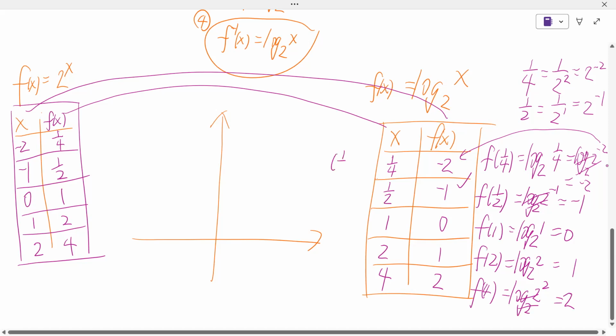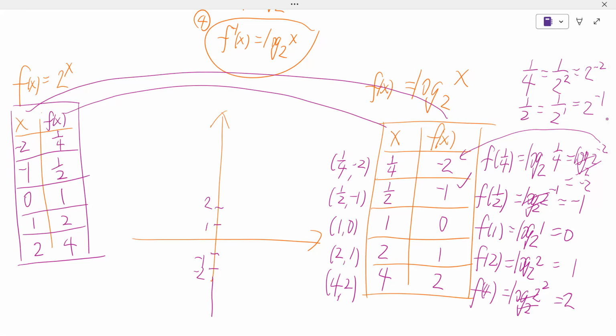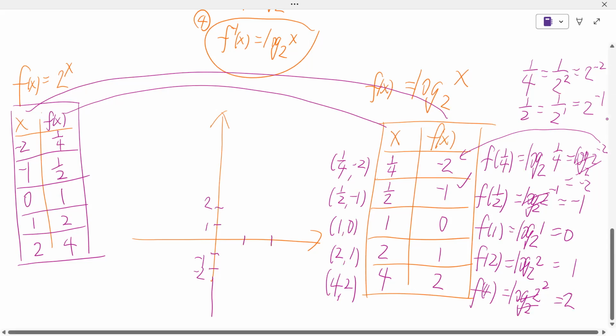So first one is a quarter, -2. Second one is half, -1; 1, 0; 2, 1; and then 4, 2. We look at the y values from -2 to 2, so you just need 2 units: -2, -1, 0, 1, 2. And then those are the y values. And the x values are from a quarter to 4, so you're going to need 4 units: 1, 2, 3, 4. And let's plug in all the points here, 5 points.